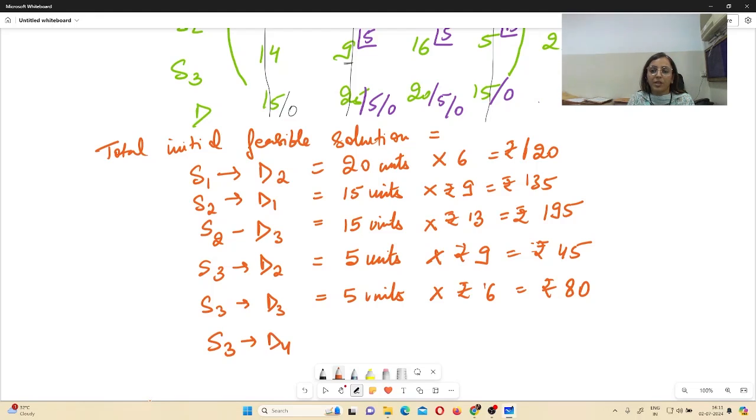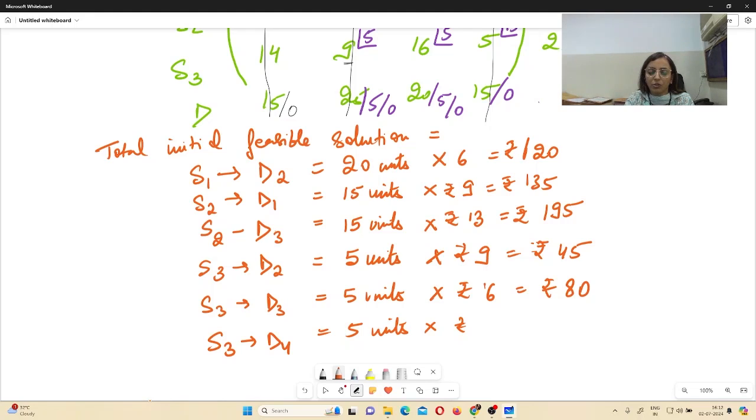How many units are being transferred from S3? Then again 5 units at a rate of rupees 5 only. So 5 units multiplied by the rate of rupees 5, that means rupees 25. 15 rupees or 5 rupees?